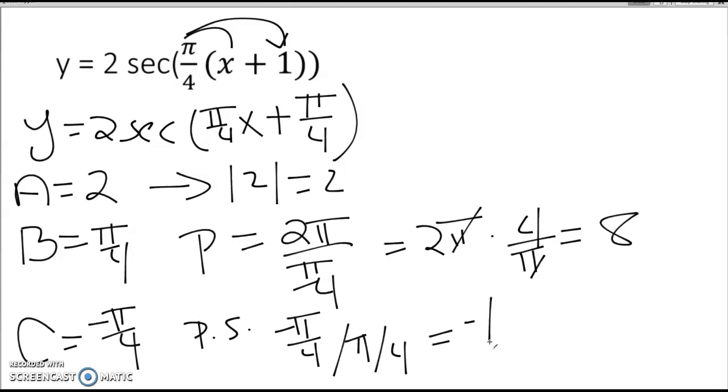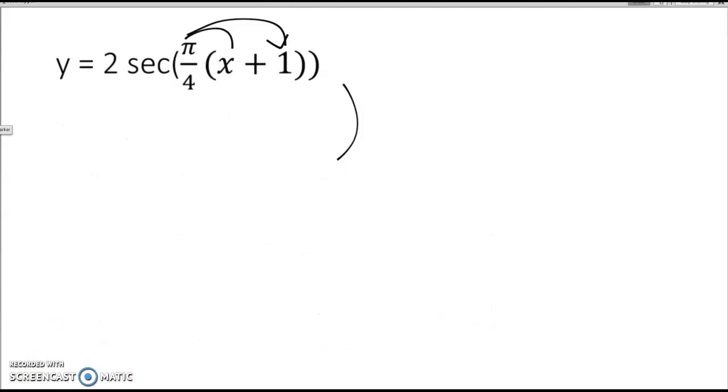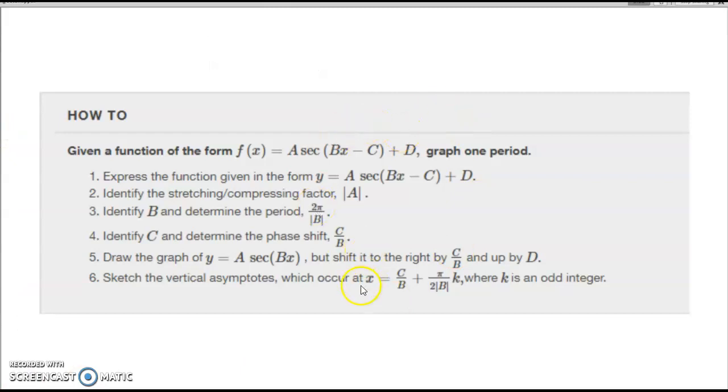I have run out of space, so I'm going to erase. All right, so now let's find our asymptotes. We can go back and look at the formula just in case we forgot it. It is x is equal to c over b, and we just found c over b is negative 1, so I'm not going to do that calculation again. We don't need to do what we've already done. Plus pi over 2 times absolute value b times k, where k is an odd integer.